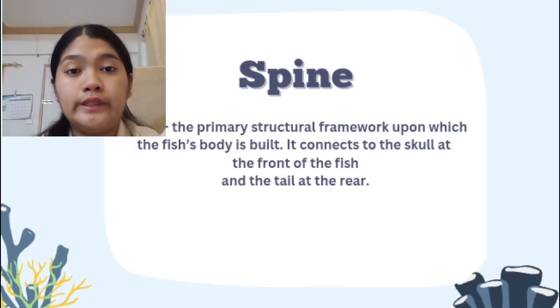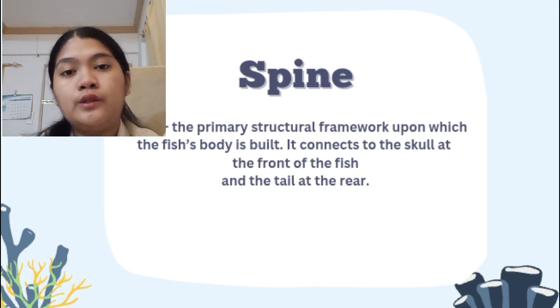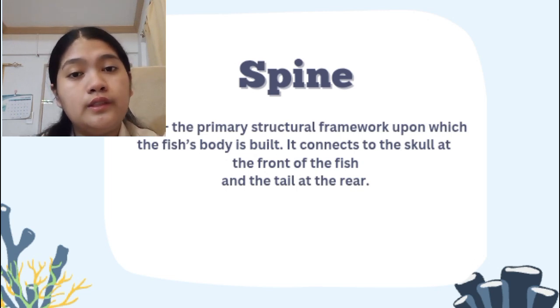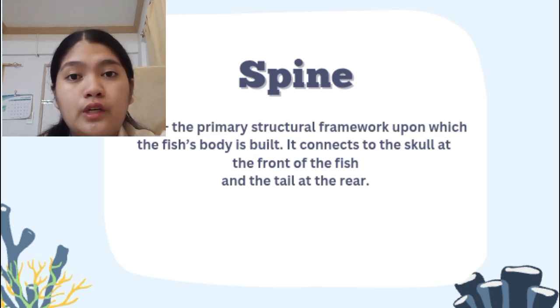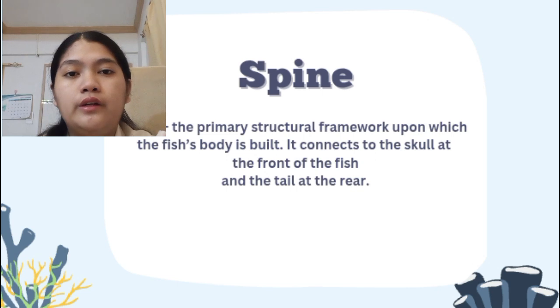So the first one is the spine. The spine serves as framework of the fish. The fish anatomy as a whole is built upon the spine. The spine also connects to the tail of the fish at the rear and the skull of the fish at the front. There are numerous hollow vertebrae that help to house and protect the spine of the fish.